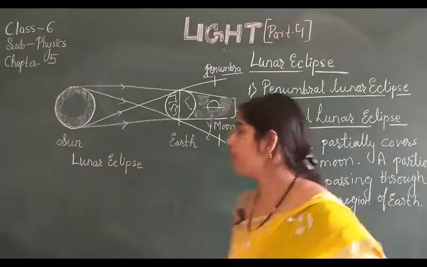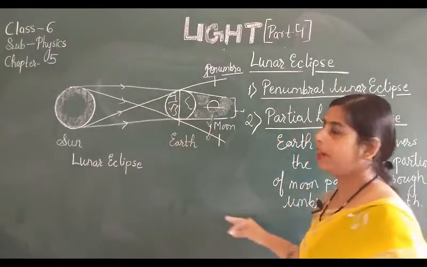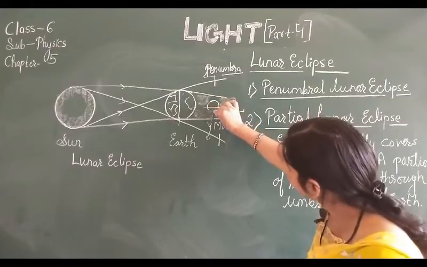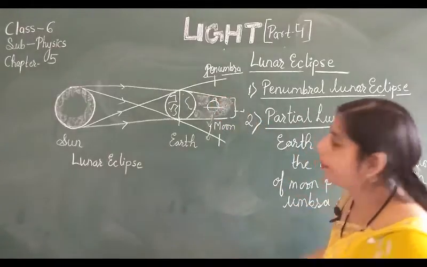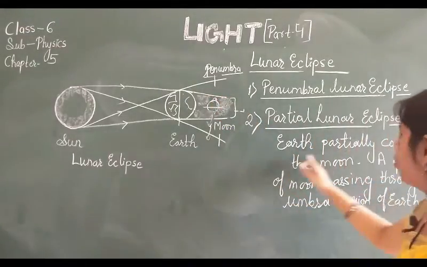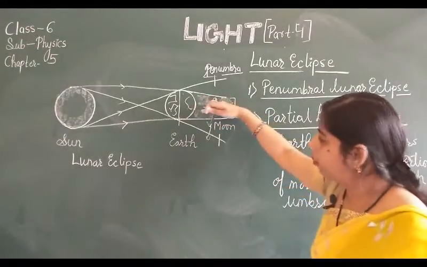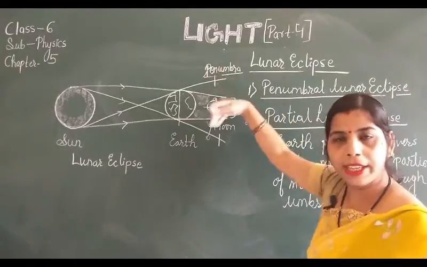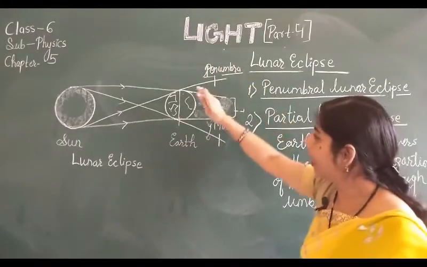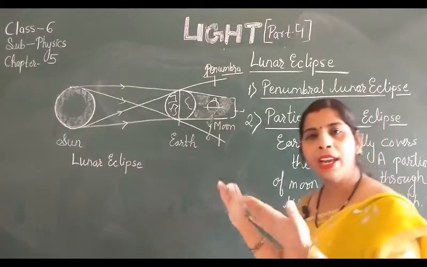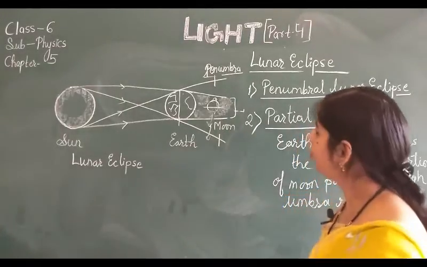Now just understand diagrammatically what the partial lunar eclipse is. This is the moon and it partially crosses the umbra. That means half of the moon is in the umbra and half is not; half has reached the penumbra side. That means half of the Earth's shadow is being cast. And this is known as the partial lunar eclipse.